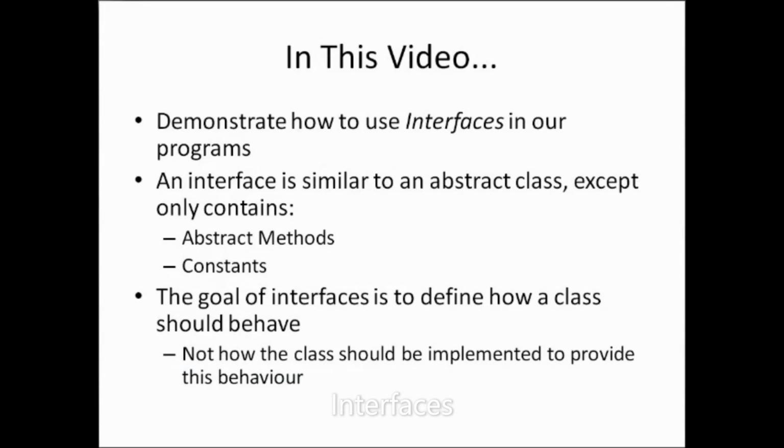Well, an interface is similar to an abstract class, except that it can only contain abstract methods and constants. Now the goal of an interface is to define how a class should behave. So the class can be written however it needs to be written, but it has to meet some specification on some behavior. So an interface is a way to define what behaviors a class should have, not how the class should be implemented to provide this behavior. So with that, that's probably enough. We can start doing some coding.